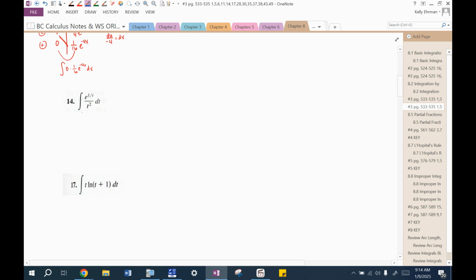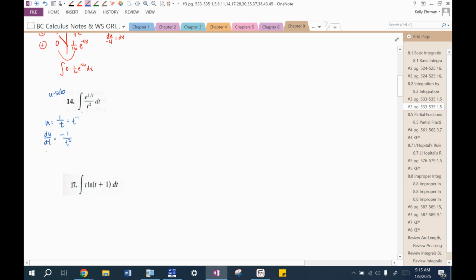For number 14, don't forget about u-substitution, especially if this isn't initially looking like a product, it's looking like a quotient. So I'm going to think about u sub. If u is 1 over t, which it would have to be the exponent, du dt would be, this is t to the negative 1, so it'd be negative 1 over t squared. We have 1 over t squared, so yeah, u sub works in this one.